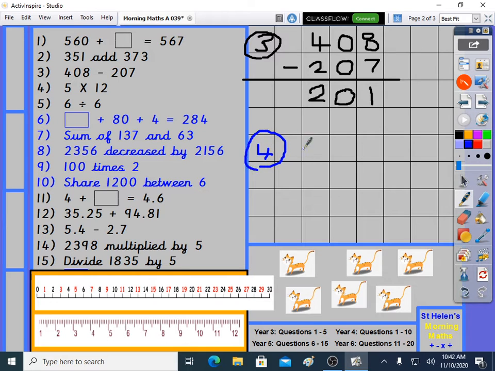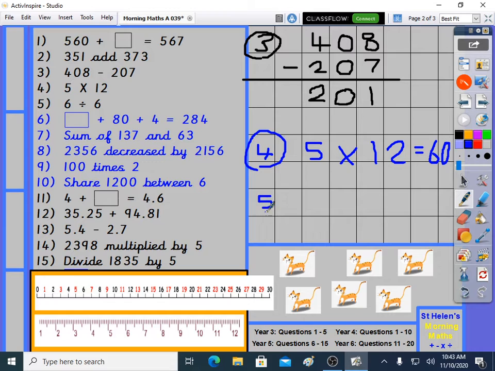Question 4, we can practice our 5 times table by doing 5 times 12. 12 lots of 5. So I'm going to sing my 5s 12 times. 5, 10, 15, 20, 25, 30, 35, 40, 45, 50, 55, 60 is 60. I counted on my fingers, I filled up 10 and then another 2, so 12 fingers, and I got to 60. 5 times 12 is 60.